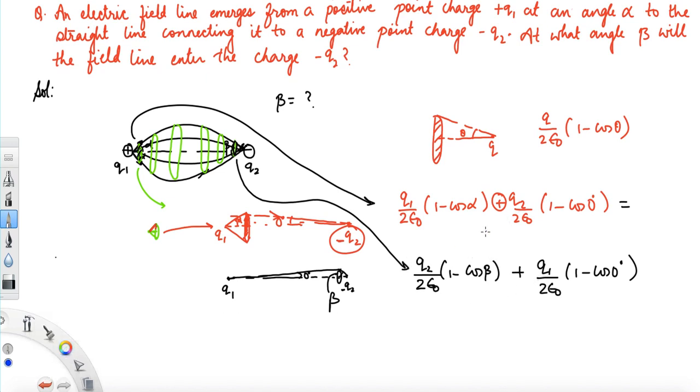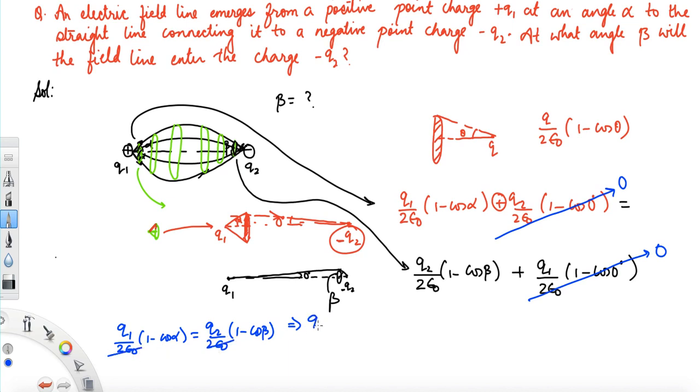Now we can also see that this is going to be 0 because cos 0 is 1, and this similarly is also going to be 0. So we have q1 over 2 epsilon naught times 1 minus cos of alpha equal to q2 over 2 epsilon naught times 1 minus cos of beta. The 2 epsilon naught gets cancelled, and q1 times 1 minus cos alpha, according to trigonometry, is 2 sine square alpha over 2, equal to q2 times 2 sine square beta over 2.